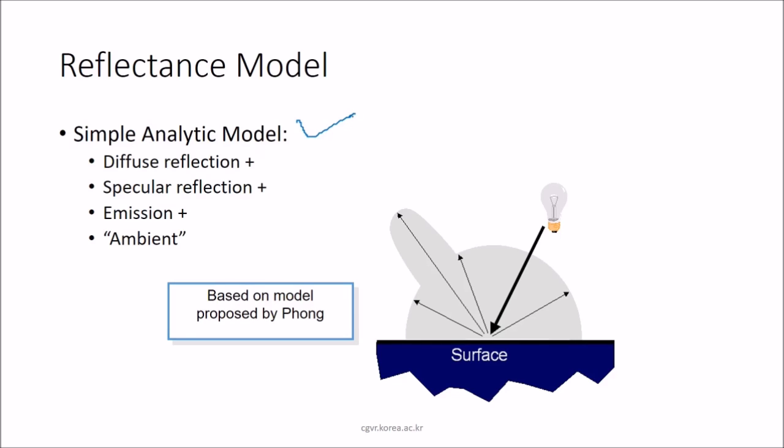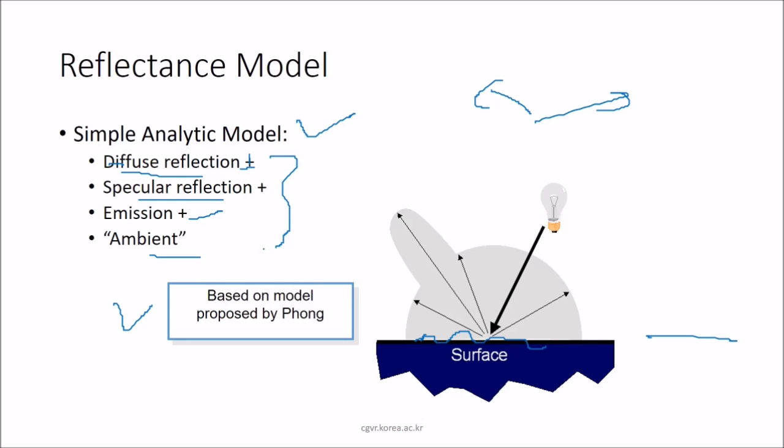A simple analytical model we can use: there are various types of reflection. As I said, light will go here, light will go here, some may be reflected. So diffuse reflection plus specular reflection, because the surface is not always plain. It may be like this also. So there will be specular reflection also, and the emission and the ambient. This model was proposed by Phong. This is a simple analytical model for reflectance.